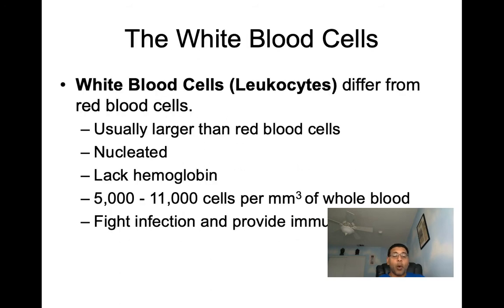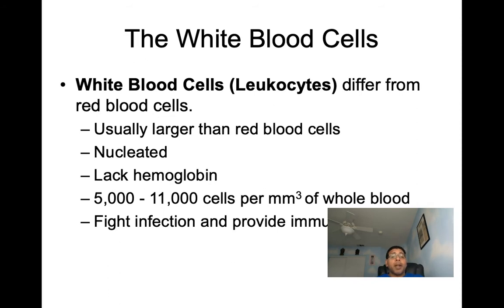Next, let's talk about our white blood cells, our leukocytes. Now, our white blood cells, or our leukocytes, are bigger than red blood cells. They have nuclei, and they lack hemoglobin. Now, think about that, because hemoglobin helps to carry oxygen, and that's not the job of our white blood cells. That's the job of the red blood cells. That's what they have, hemoglobin inside of them.